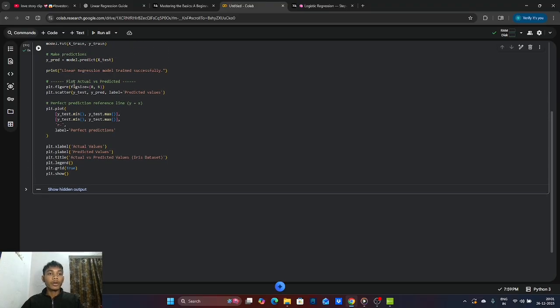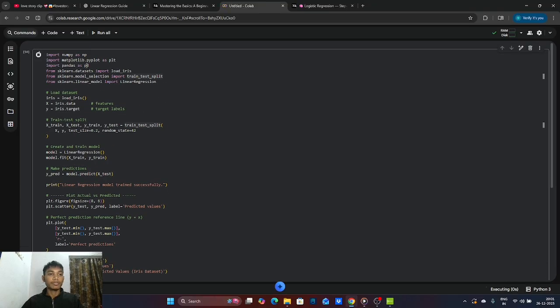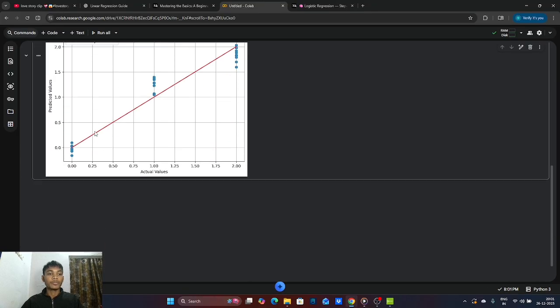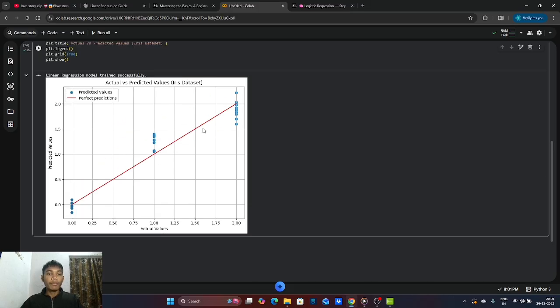Then plotting the actual and predicted graph. Let's test it. Here, this line is the best fit straight line, in which the blue dots are the predicted values and the red line is the perfect prediction.